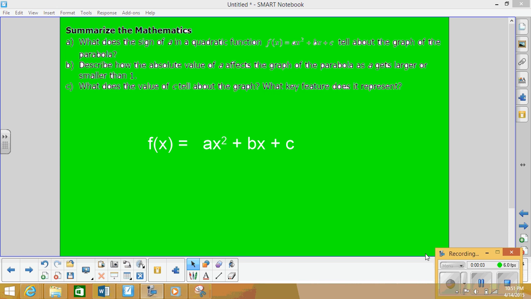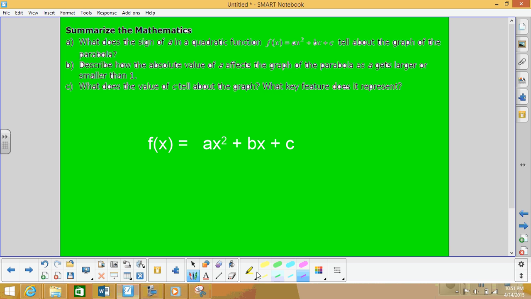Here is the last part of the homework for last night about the investigation on quadratic functions, summarizing the math. The first question was, what does the sign of a in a quadratic function tell about the graph of the parabola? And that's the key word we're looking for, the sign.